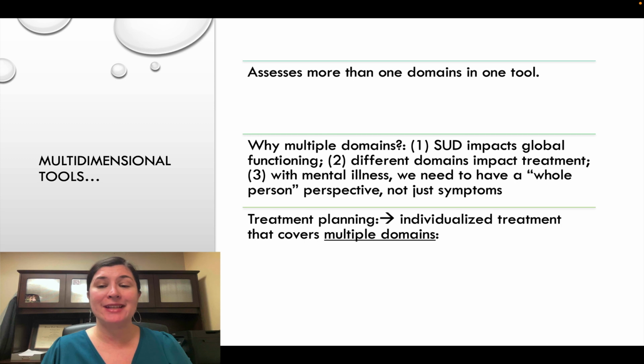There are different domains that impact treatment and referral for treatment. And then thirdly, with mental illness, we need to have a whole person perspective and not just their symptoms. So this really helps with treatment planning and giving them the individualized treatment that covers these multiple domains of substance use disorder.